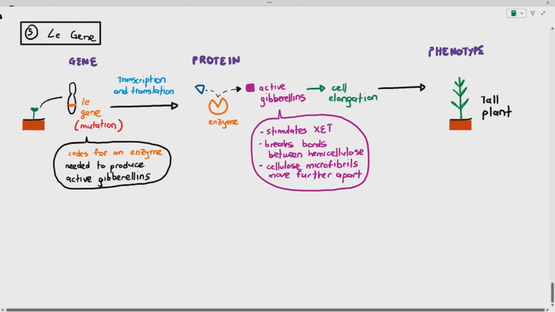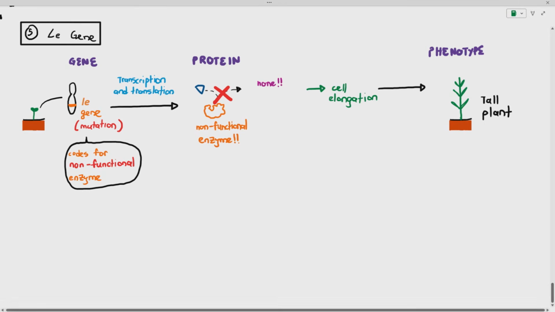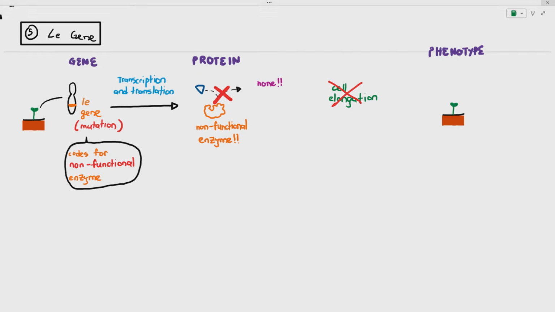Now, the thing that we have to talk about here is the mutation. So what happens if the LE gene undergoes a mutation? It may code for a non-functional enzyme, which means if the enzyme is non-functional, I'm just going to show you a distorted enzyme where the active site is completely wonky in this case. So would it be able to react with the substrates? No. Would it be able to produce active gibberellin? No. Will it cause cell elongation? No. So what will happen to the plant phenotype? In this case, the plant will remain as a dwarf, or it will be short.